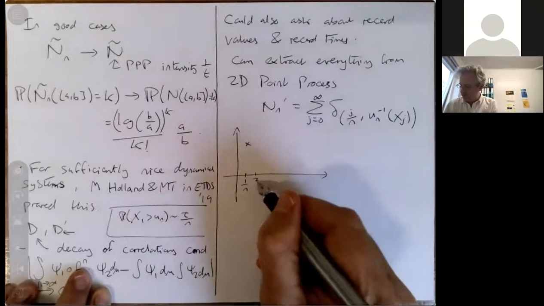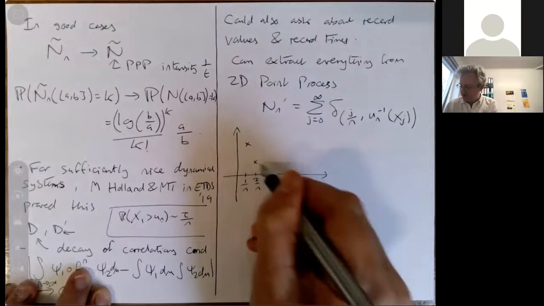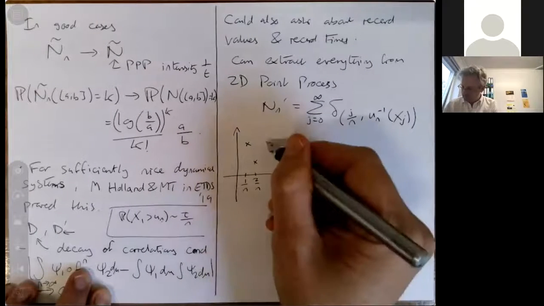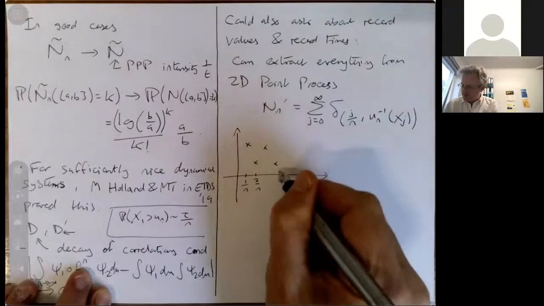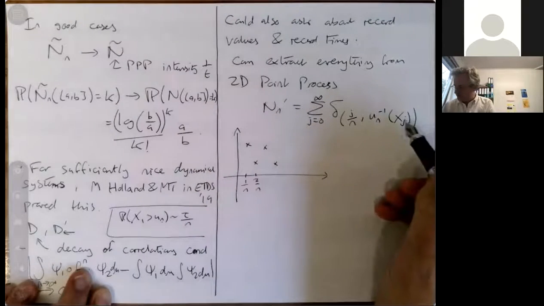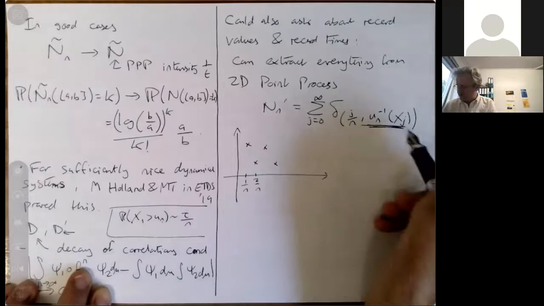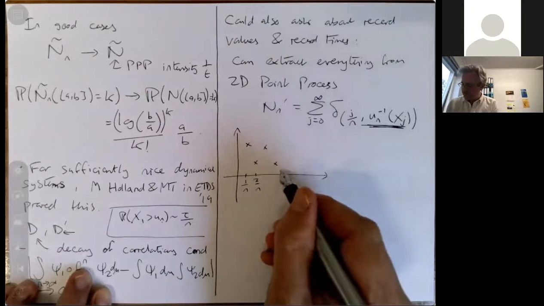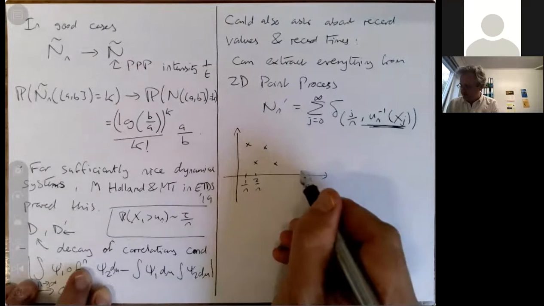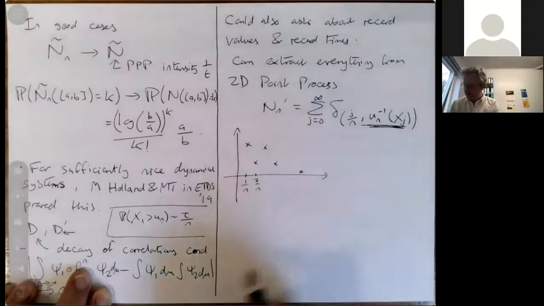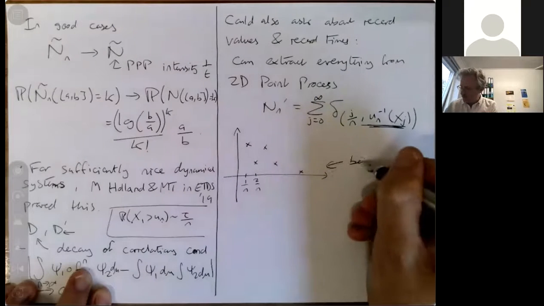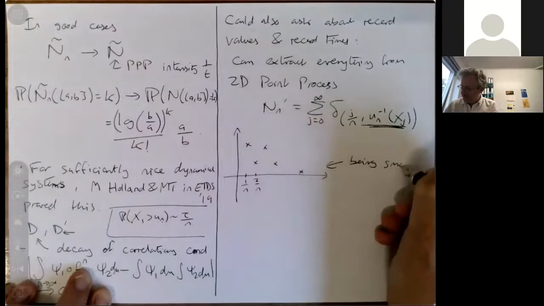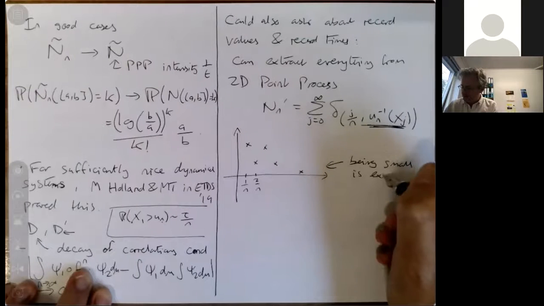At 2 over n, I'm recording whatever this value was. Maybe it's down there. Maybe 3 over n is up here. Maybe it's down there. It's confusing now because, since I've done this inverse thing, I'm interested in small values. So I'm interested in things which get very close to this axis here. So being small is extreme.